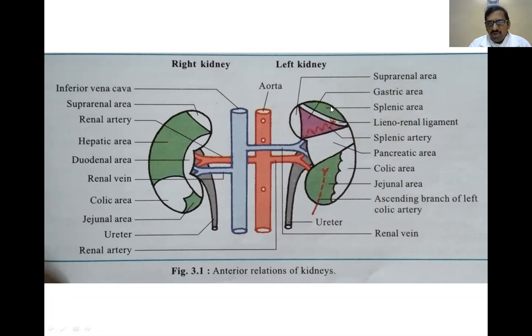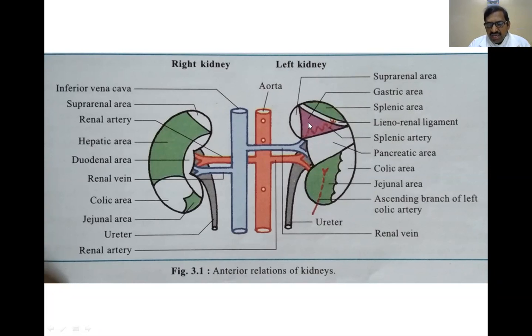Next, in between the splenic and gastric areas, there is an attachment of a ligament, that is the lienorenal ligament. That is an important point. Next, 3 glands come in contact with the anterior surface of the left kidney: the spleen, the suprarenal gland and the pancreas. And 3 parts of the gastrointestinal system, foregut, midgut, and hindgut, come in contact with the anterior surface of the left kidney.